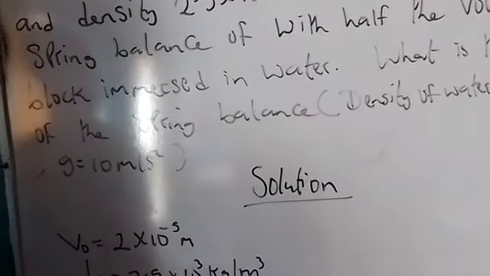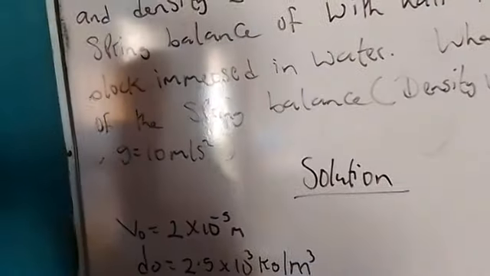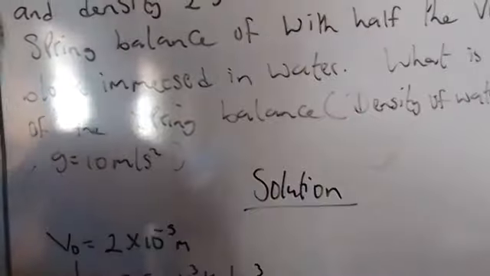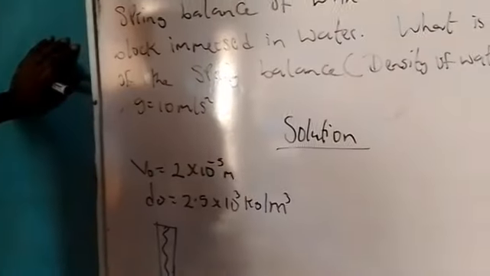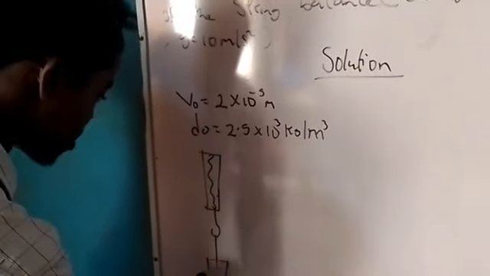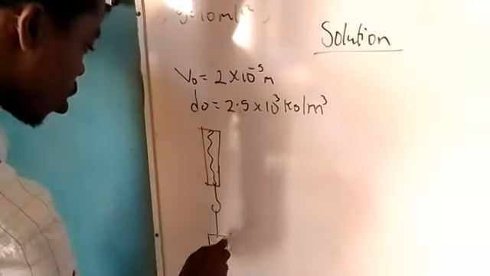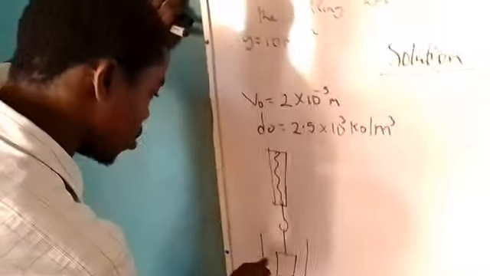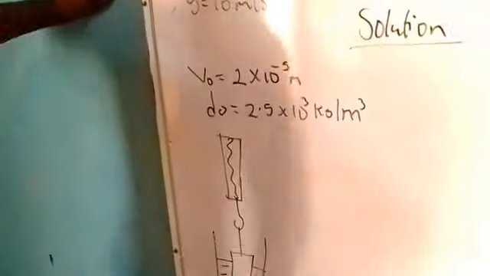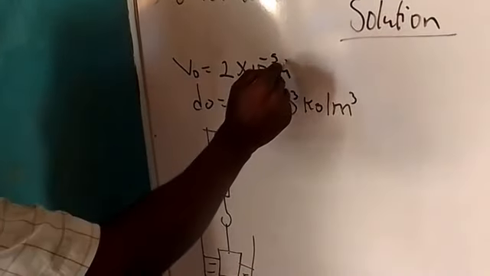It's suspended from a spring balance, with half the volume of the block immersed in water. So the block is immersed in water, but it's only half of it that is immersed in water. So don't forget that the volume of the object is what? 2 times 10 to the minus 5 meter cube.